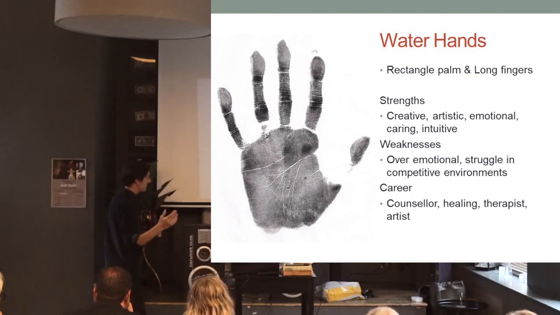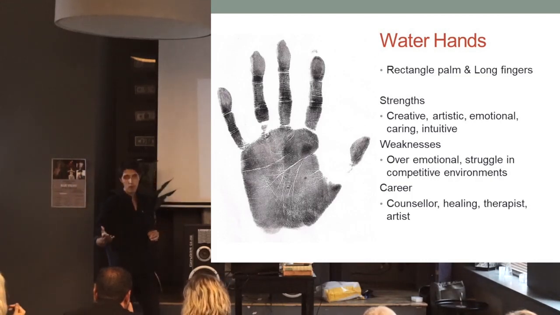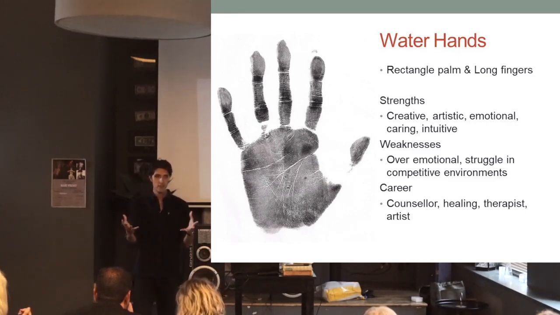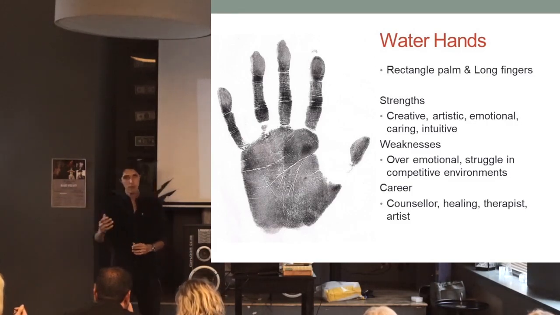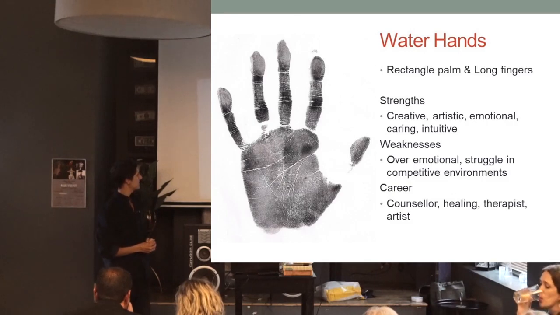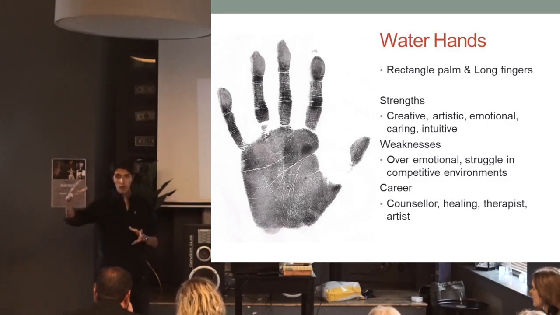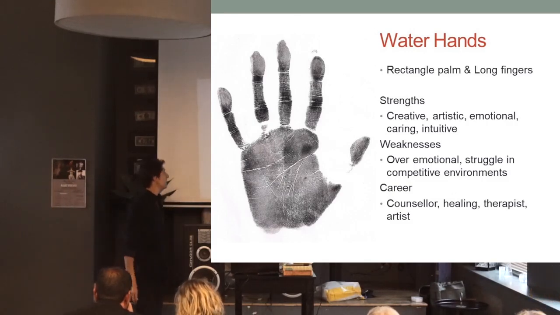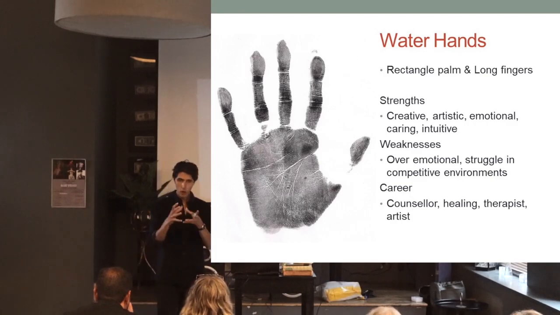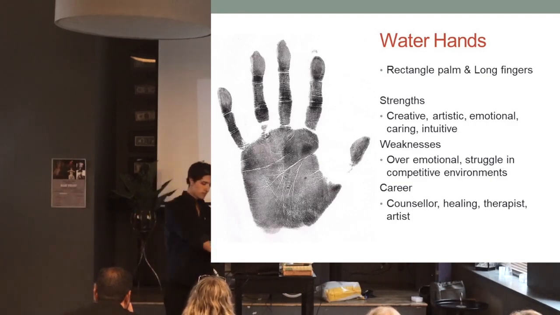So, obviously, they're fantastic career-wise, working with people. They make great counsellors, great therapists, great healers, and they love to work creatively. They love to work as artists, as jewellery makers, and things like this. Strengths are obviously all within those domains. The weaknesses, of course, are that they're over-emotional, and they struggle more in competitive environments. So that's something that a water hand would have to try and work on.